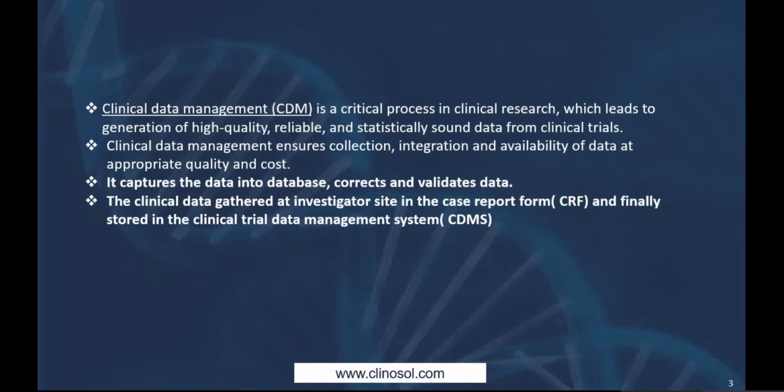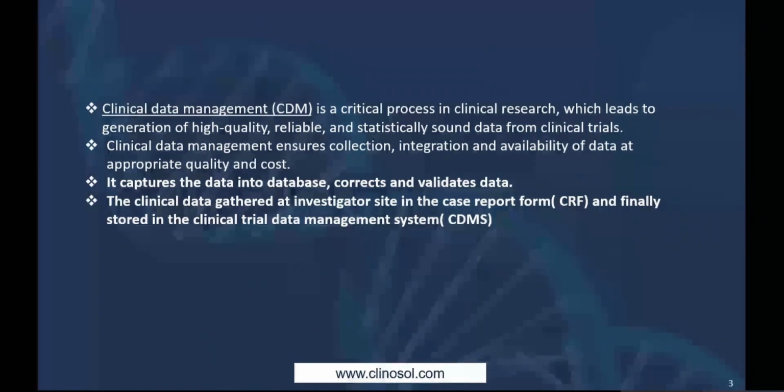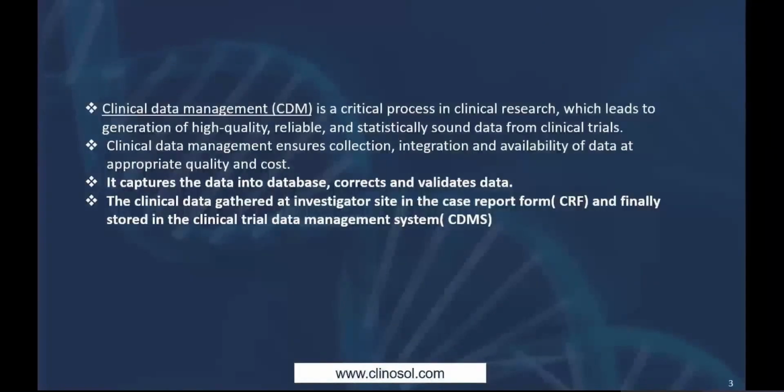Clinical data management is a critical process in clinical research which leads to generation of high quality, reliable and statistically sound data from clinical trials. Data management in clinical research relates to the process of gathering, capturing, monitoring, analyzing and reporting the data. It captures the data into a database and also corrects and validates the data.